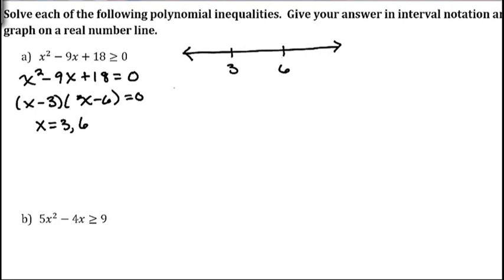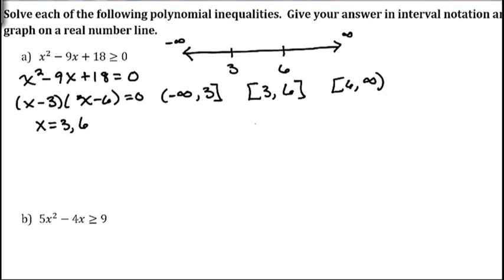And this breaks our number line up into three intervals. The three intervals are, and sometimes it helps if you put the negative infinity symbol and the infinity symbol on the graph, negative infinity up to 3. Infinity always gets a round bracket. Because this has an equal sign, we're going to use a square bracket to end our interval. So a 3 and a square bracket. And then from 3 to 6, using square brackets at both ends. And then from 6 to infinity. And again, infinity always gets a round bracket. So these are the three intervals we're going to test.